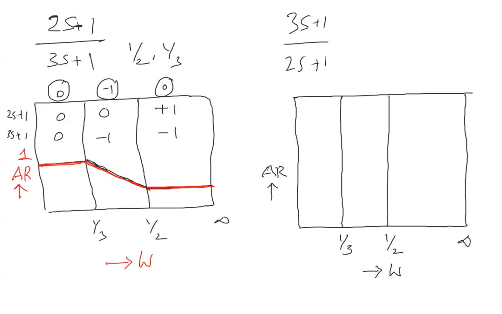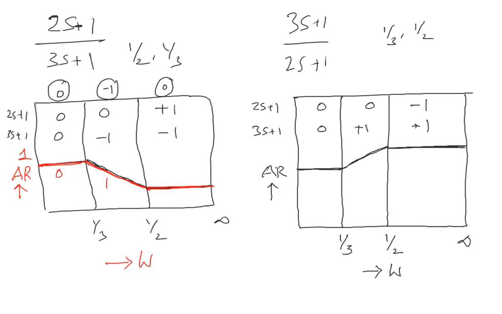So what is the slope here? Same 1 by 3, 1 by 2. But here, if you see, 2s plus 1 is in the denominator. So 0, 0, minus 1. And 3s plus 1 is in the numerator: 0, plus 1, plus 1. So it starts like this, goes like this, goes to 0. So what are the overall slopes here? 0, minus 1, 0. So 0, plus 1, 0.